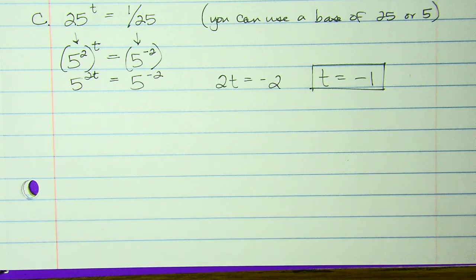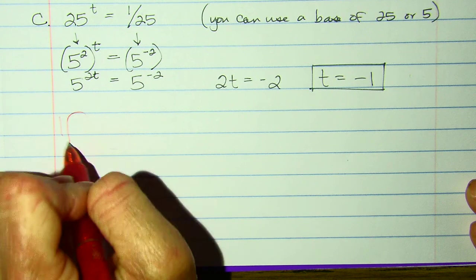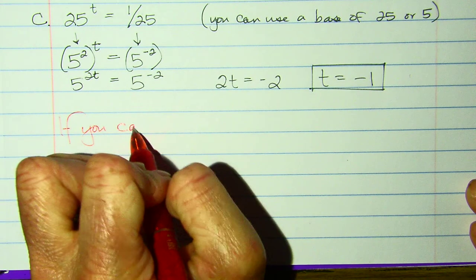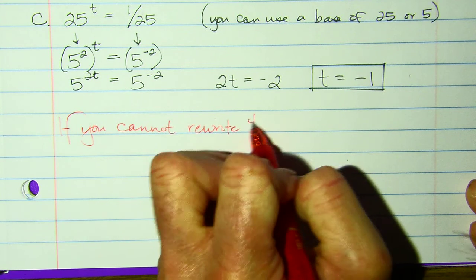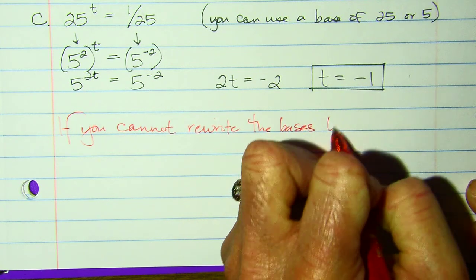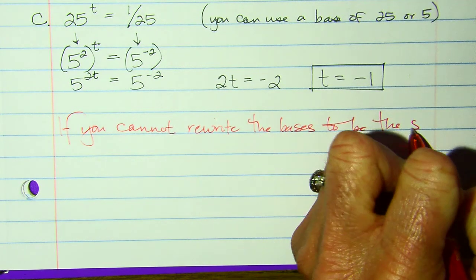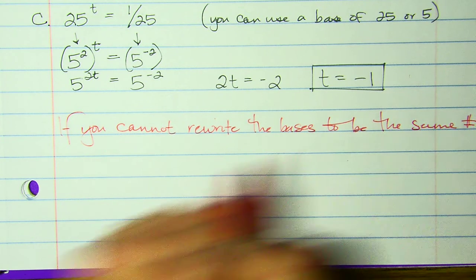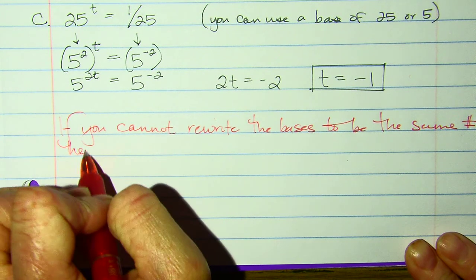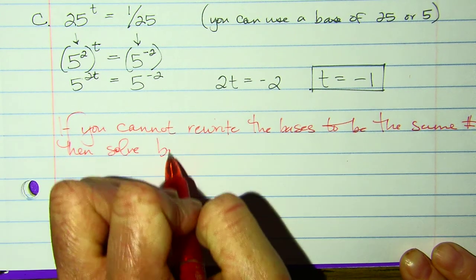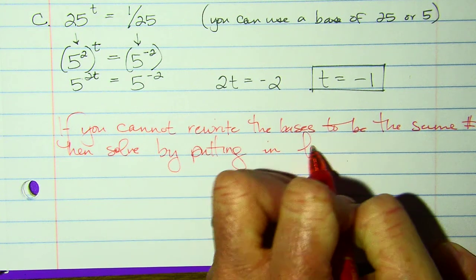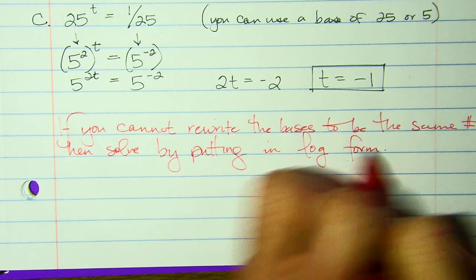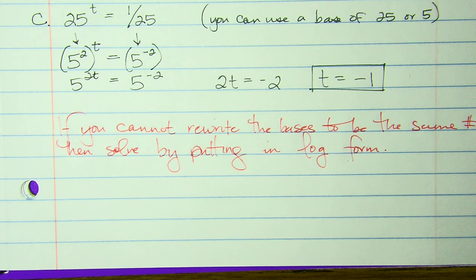So the above we were able to rewrite. And with this next one, if you cannot rewrite the bases to be the same number, then solve by putting it in log form. So that introduces us to part D.